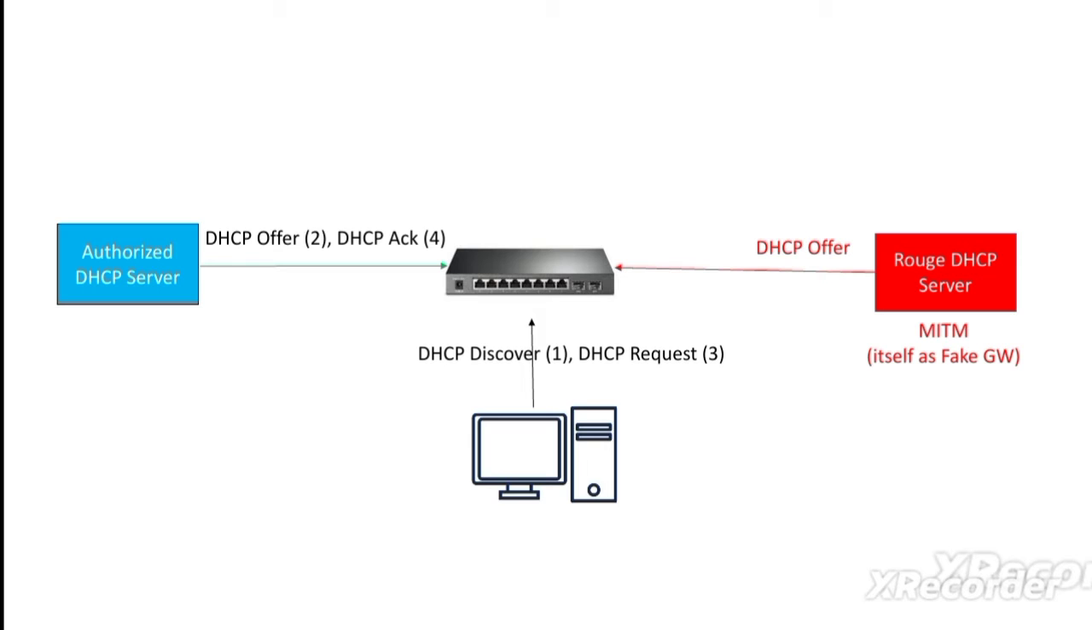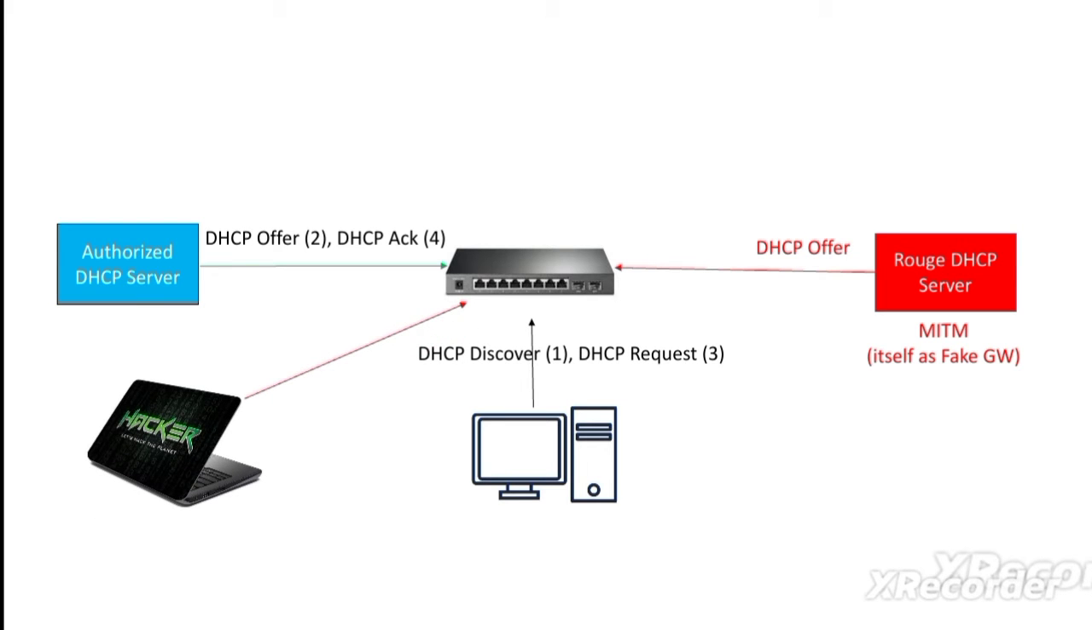actual gateway. Another security issue is that the hacker can connect to a switch port and send multiple DHCP request messages to the DHCP server by changing the MAC address in each of these requests. In this case, the DHCP server will deplete all the IP addresses in its DHCP pool. So this is called a DHCP starvation attack.